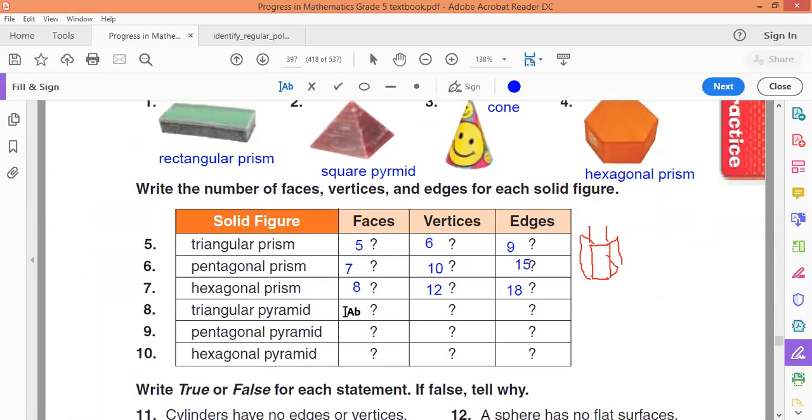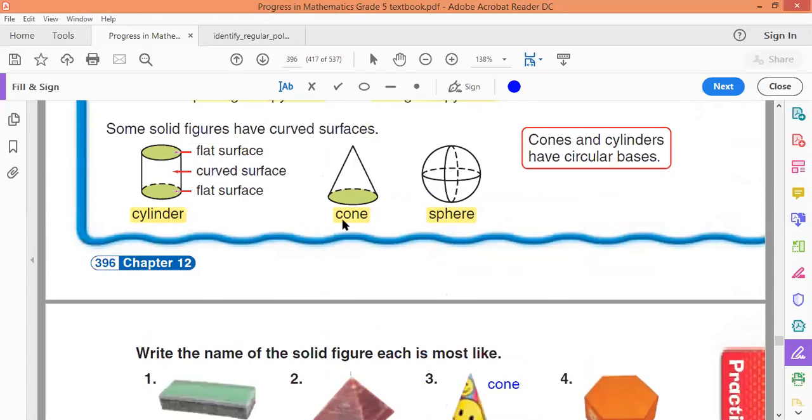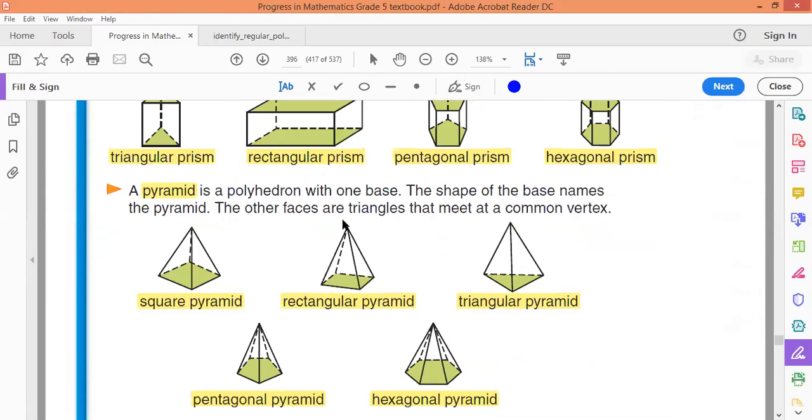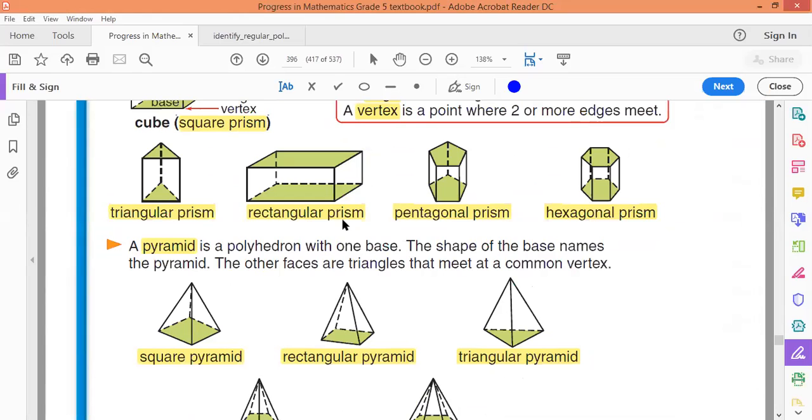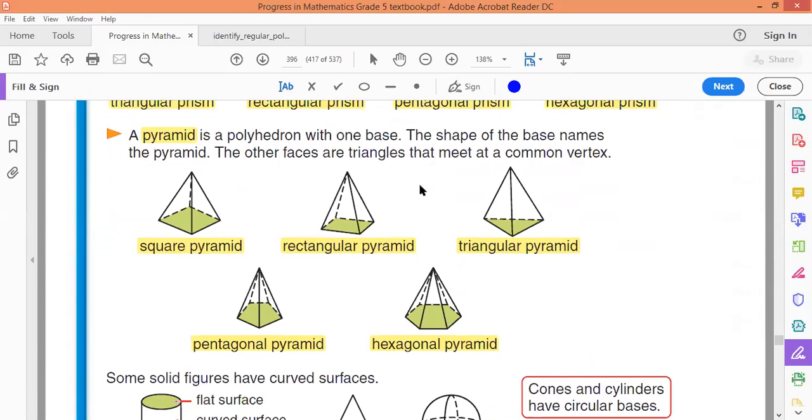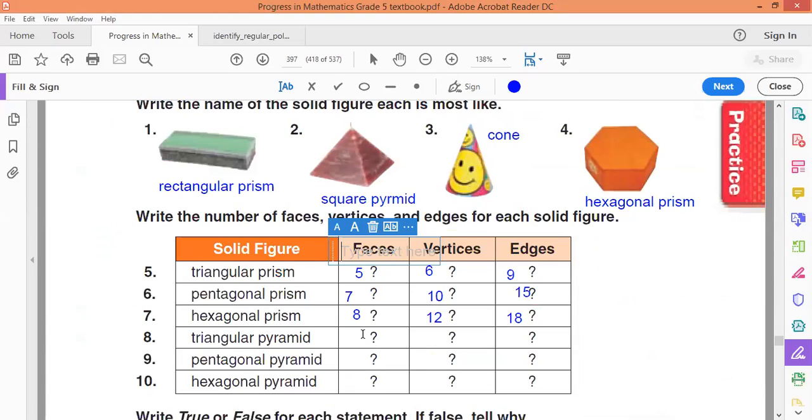Now, triangular pyramid. Before that it was a prism, now a pyramid. I will scroll it up. Triangular pyramid. How many faces? Someone said 4. Yes, Muhammad, 4. It has got 4 faces.